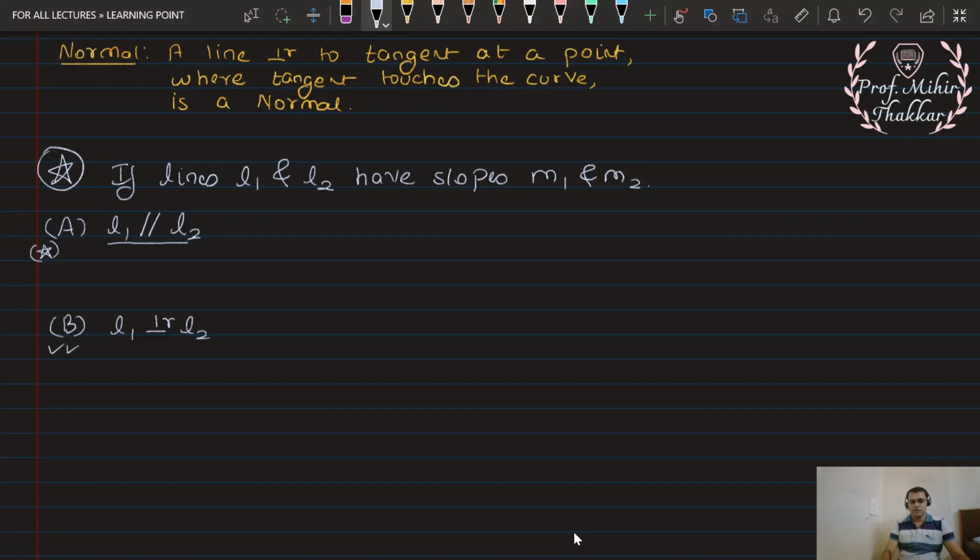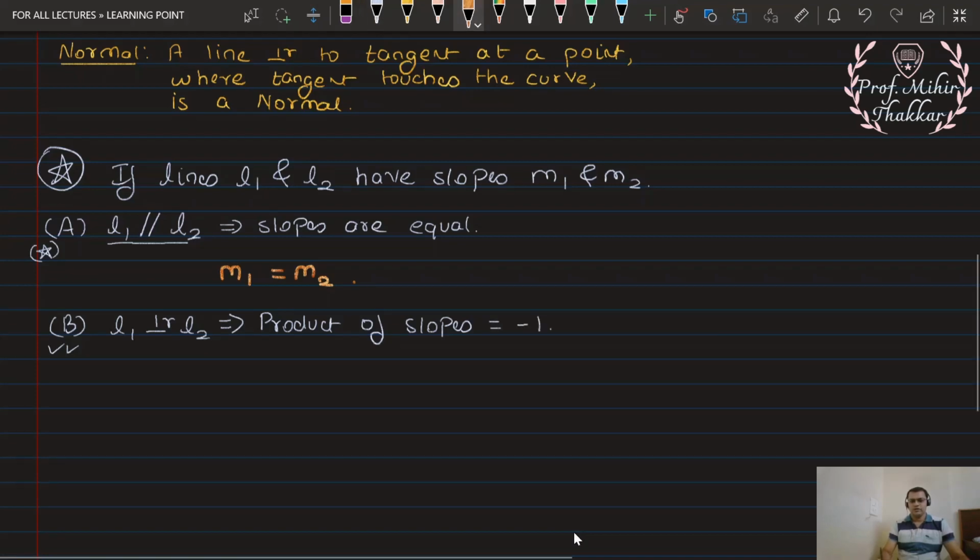If lines L1 and L2 are parallel, we say that slopes are equal. So what does that mean? It means that m1 is equal to m2. Whereas if the two lines are perpendicular to each other, then we say that the product of slopes is equal to -1. So according to that, it means that m1 into m2 is equal to -1.